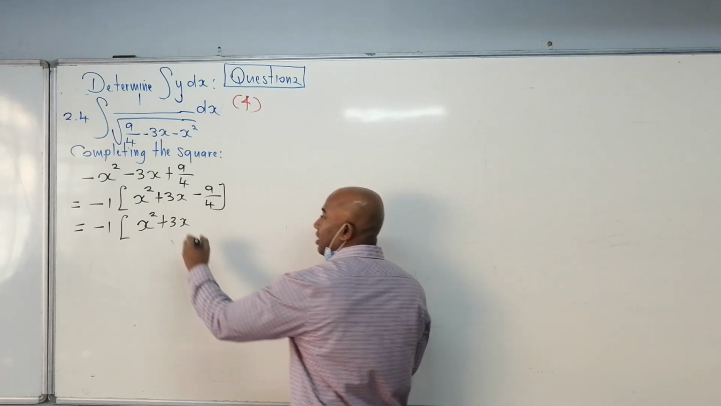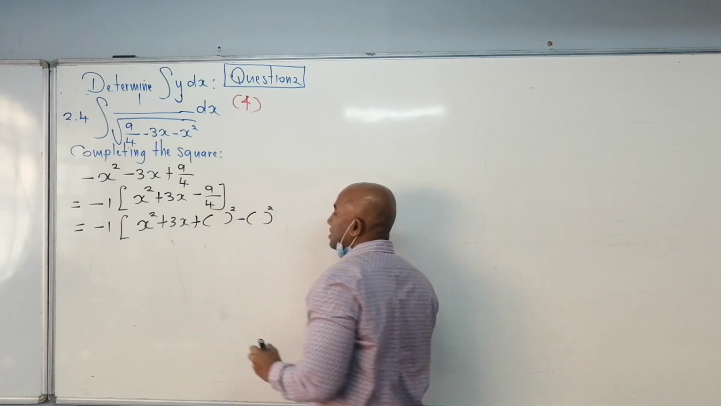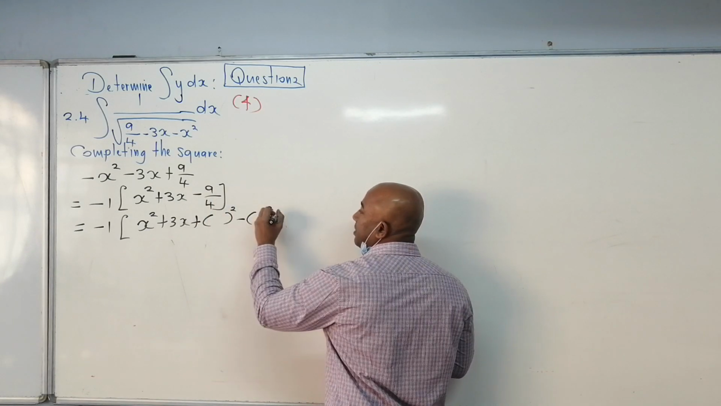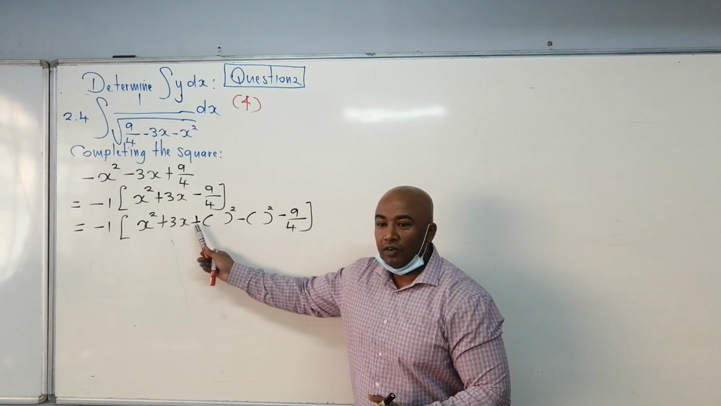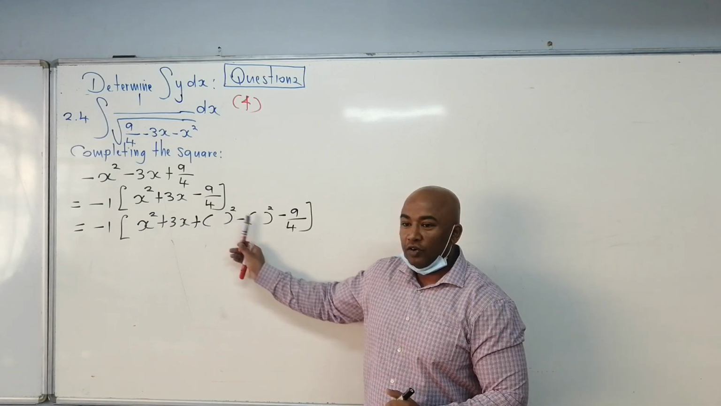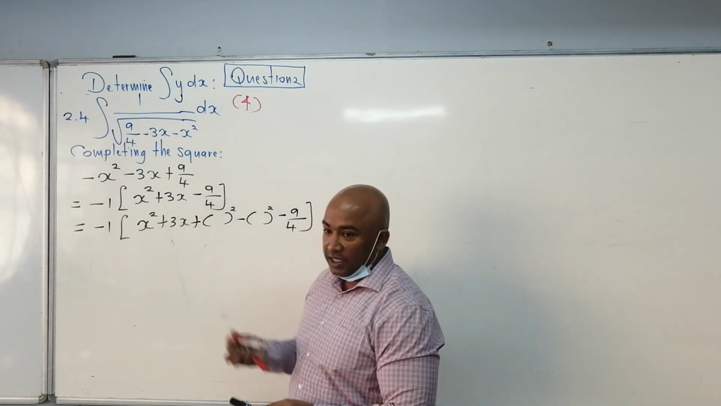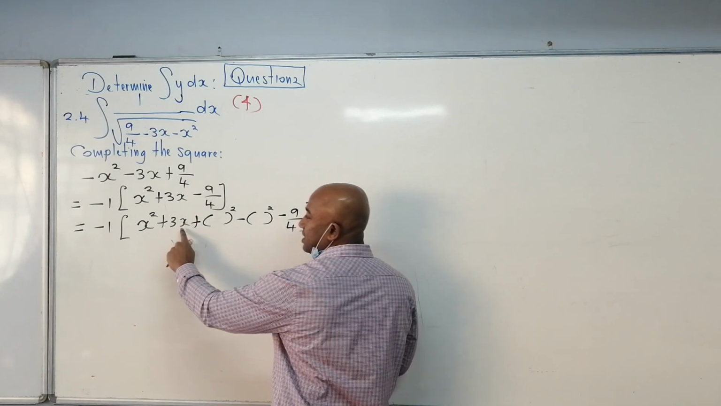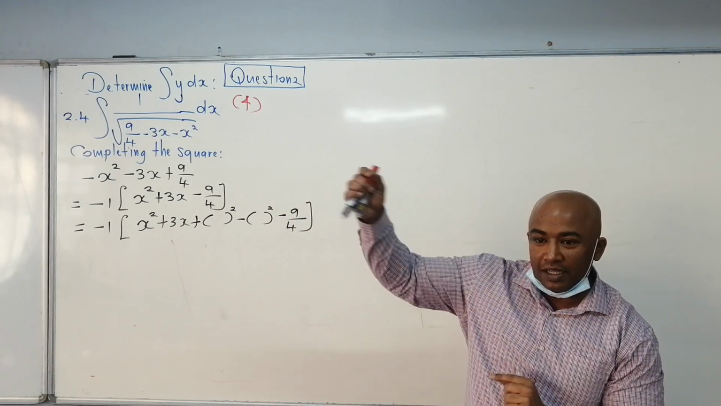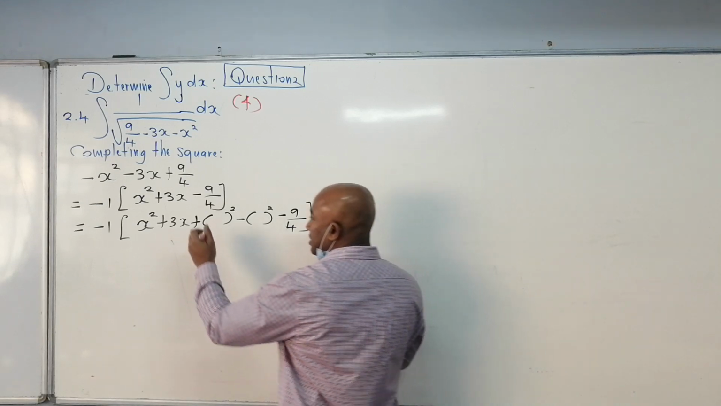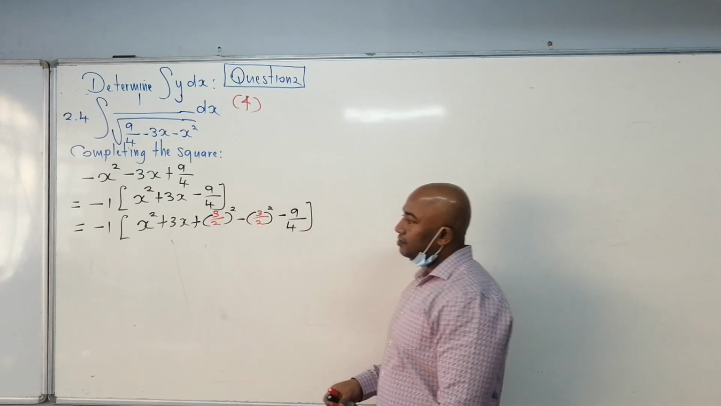You will always write down plus half the coefficient of x squared minus half the coefficient of x squared. And then I have my minus 9 over 4. So you are inserting always plus minus half the coefficient of x, all squared. So what is the coefficient of x here? The coefficient of x is 3. So half the coefficient of x means take that number, divide by 2. That's what it means. So that's going to be 3 over 2, 3 over 2.